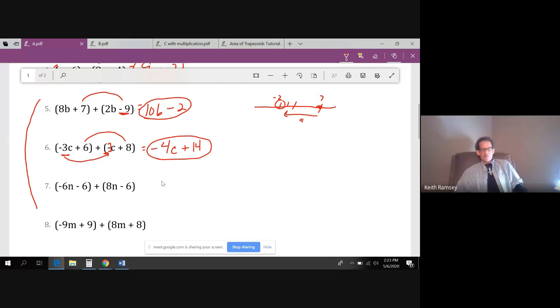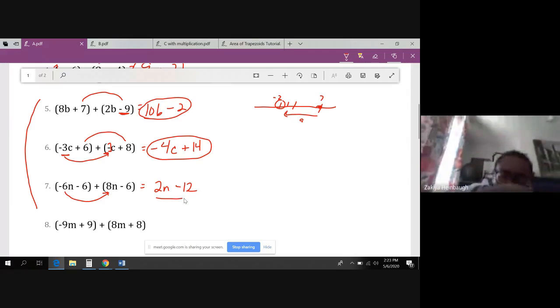Okay, hopefully that gave you enough time to do 7 and 8. So for like terms, I'm looking for what matches -6n. It goes with 8n because they both have an n. So -6 plus +8 is +2n. -6 plus another -6 is going to be -12. So 2n minus 12. You got that? You're on the right track.